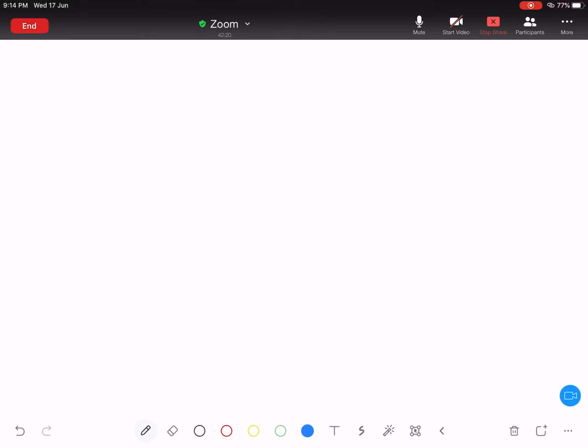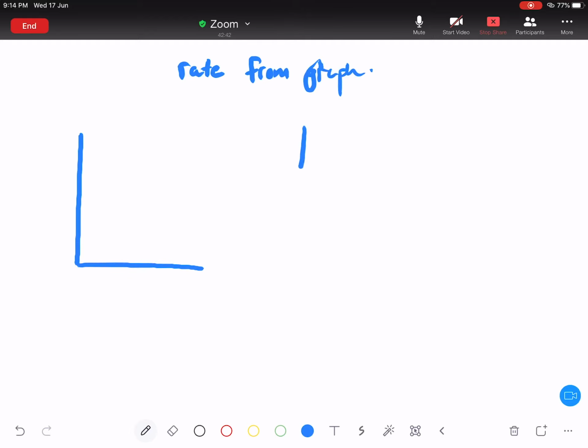We are calculating the rate from a graph, okay? Kalau daripada graph, dia ada beberapa you kena jaga-jaga. The first one, okay. Saya ada 3 graph you need to know.